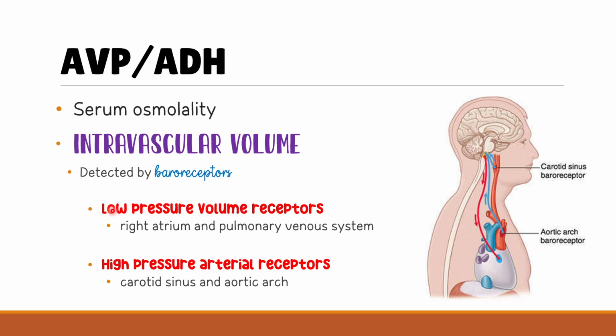So, pag low pressure, then, which are found in your right atrium and pulmonary venous system, sila yung magbibigay ng signal to our hypothalamus na baba yung pressure or kung high pressure, then taas yung blood pressure ng body. So, for high pressure arterial receptors, they are located in your carotid sinus and your aortic arch.